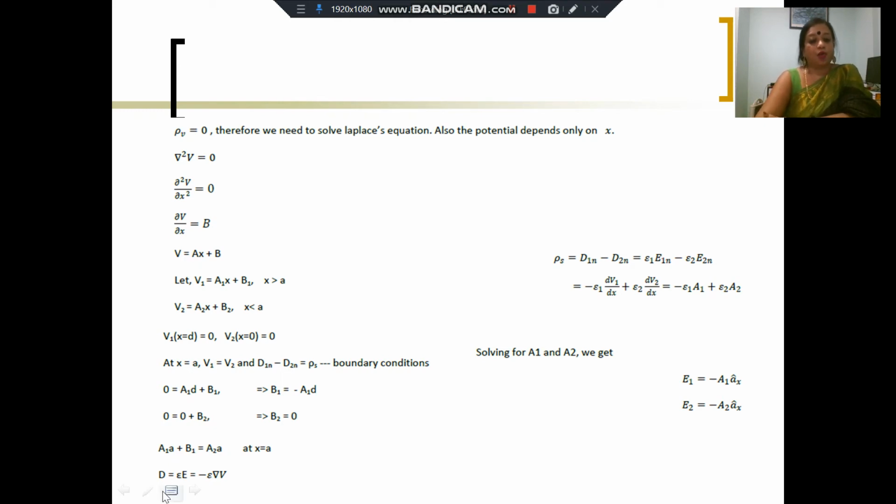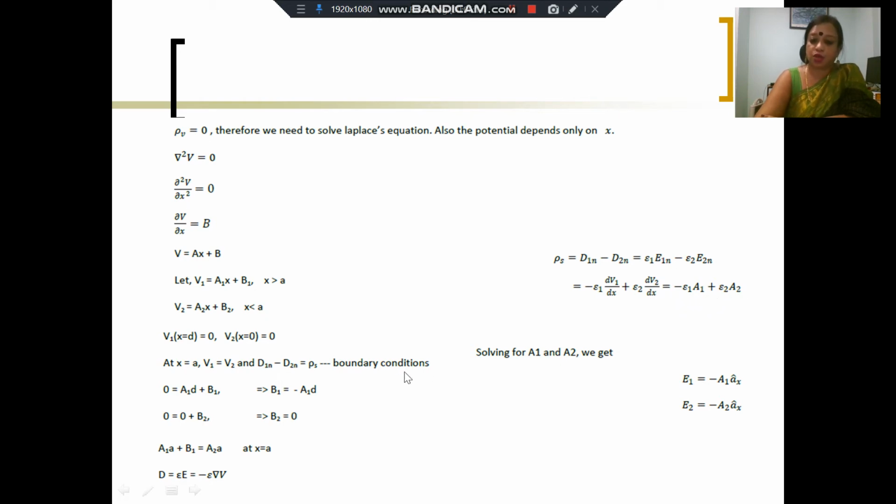Alright, now we know that D is equal to epsilon E, which is equal to minus epsilon grad V. And rho S is equal to Dn1 minus Dn2. What is Dn1? Epsilon 1 times En1. And Dn2 is equal to epsilon 2 times En2, which gives me epsilon 1 dV1/dx plus epsilon 2 dV2/dx. En1 can be obtained from here by dV/dx. So, epsilon 1 dV1/dx plus epsilon 2 dV2/dx is equal to minus epsilon 1 a1 plus epsilon 2 a2.